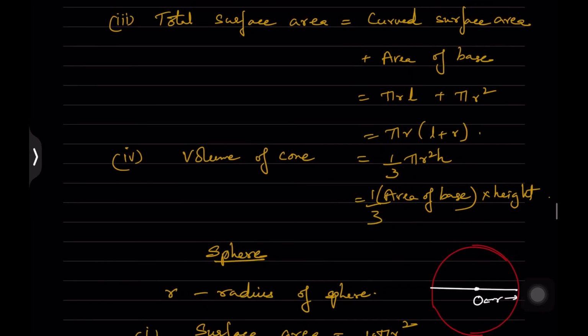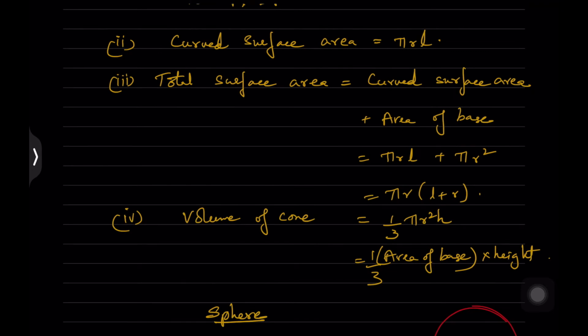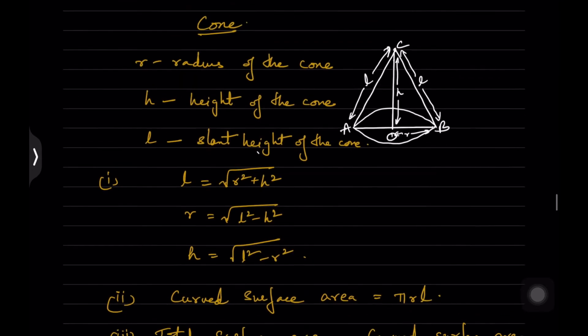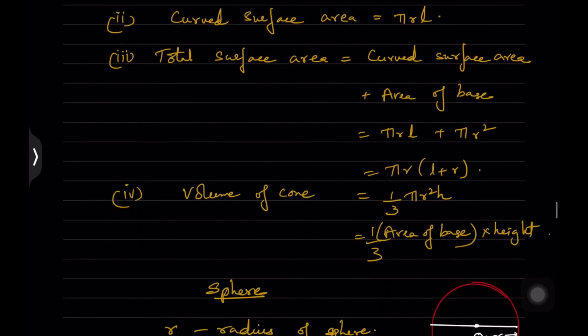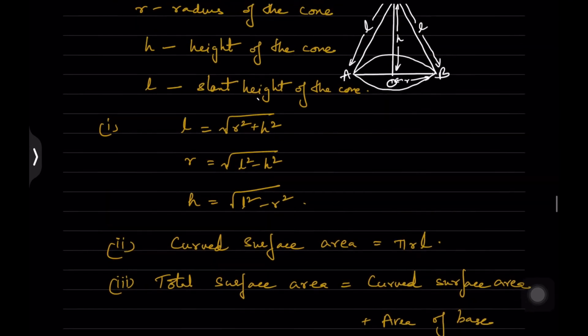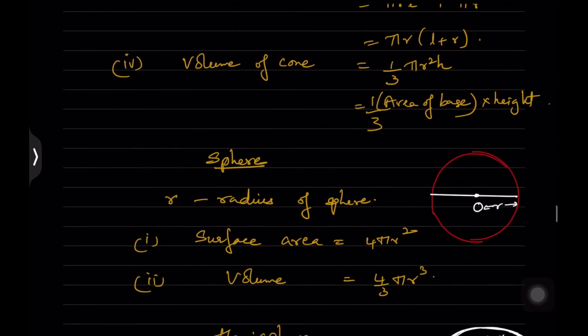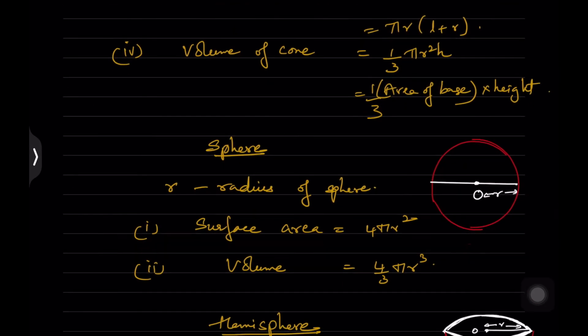Volume of a cone is equal to 1 by 3 into pi r square h, which is equal to 1 by 3 into area of base into height. So here, what is r? r is nothing but the radius of the cone. The base is in the shape of a circle, so the area of a circle is pi r square; area of base into height. h is the height and L is the slant height.